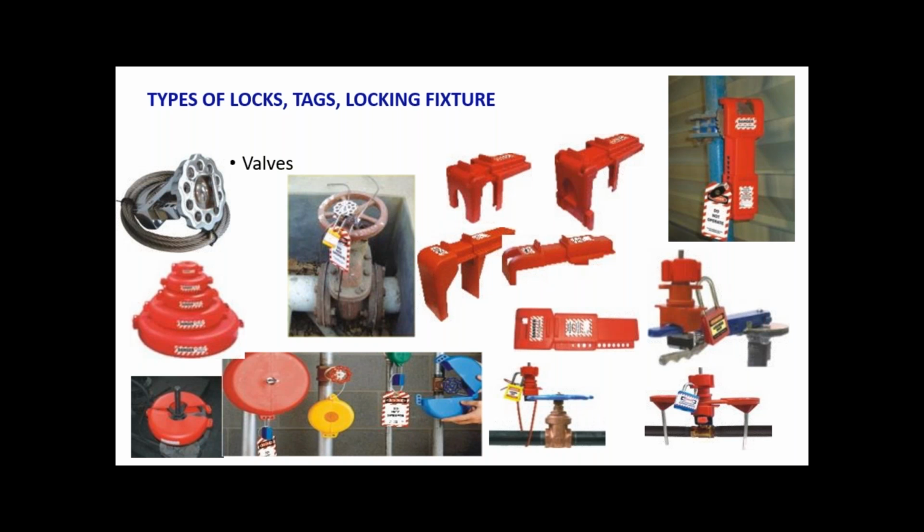So this is another picture which can give the idea regarding the different types of locks. Tags and locking fixtures for the different types of valves like gate valve, globe valve, diaphragm valve, needle valve, etc. Then we can apply these types of fixtures to different types of valve assemblies. So these are the different types of valves.